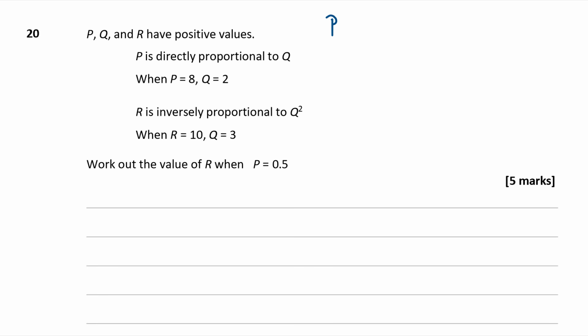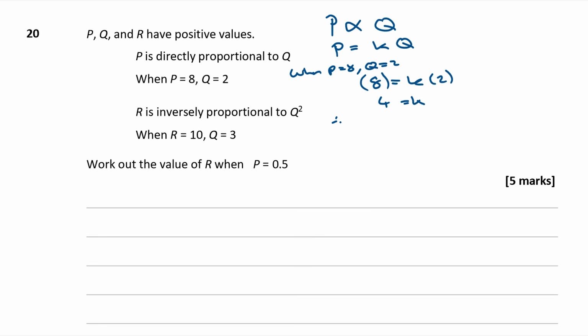I know that P is proportional to Q, so P must be equal to some multiple of Q. And I know that when P is equal to 8, Q is equal to 2. So subbing those in, it tells me then that 8 is equal to K lots of 2. So then K must be 4, and therefore P is equal to 4Q. It's our formula linking P and Q. Okay, so halfway there. So now we know how P and Q relate.